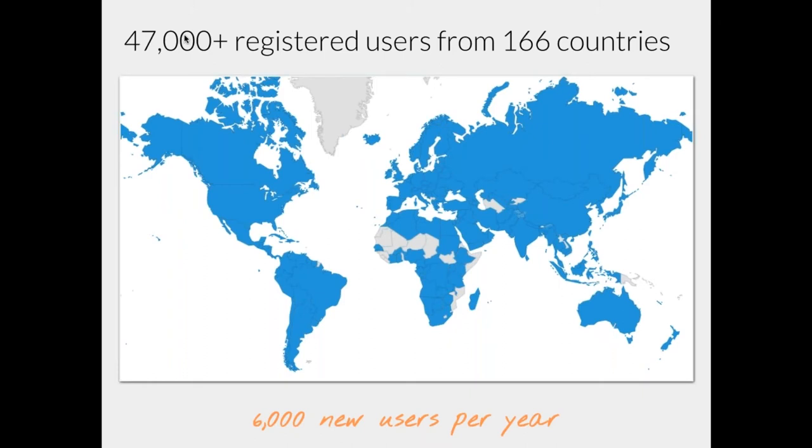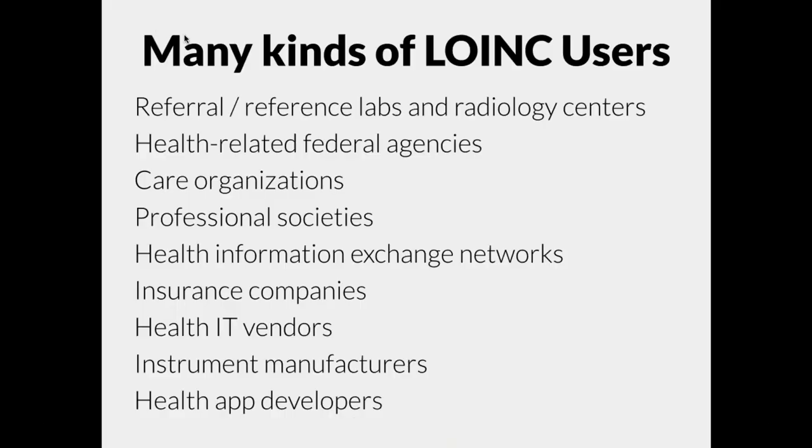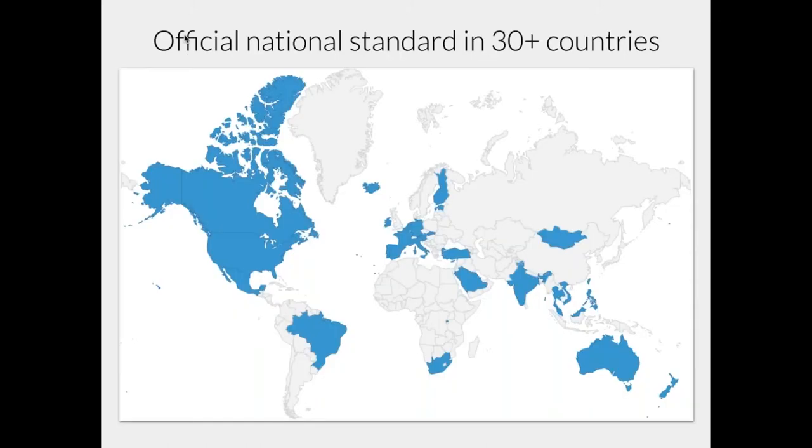But registered users come in lots of different shapes and sizes. LOINC users can be large referral or reference laboratories or radiology centers, health-related federal agencies, individual care organizations, health information exchange networks, professional societies, insurance companies, app developers, instrument manufacturers, and so forth. So there isn't a one-size-fits-all type of LOINC user. There's lots of different kinds. LOINC has been adopted and implemented as an official national standard in more than 30 countries. To make it onto this list, I need to have found demonstrated evidence that a national level program like a Ministry of Health has adopted LOINC as a standard that it wants to use. This list of 30 doesn't necessarily mean it's absolutely mandated in some cases, but it's an official proclamation that we're going to use LOINC.